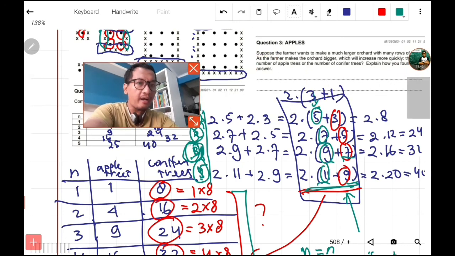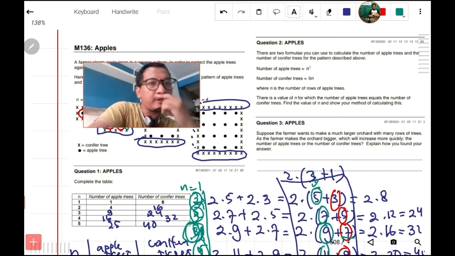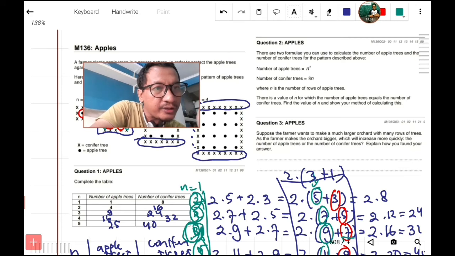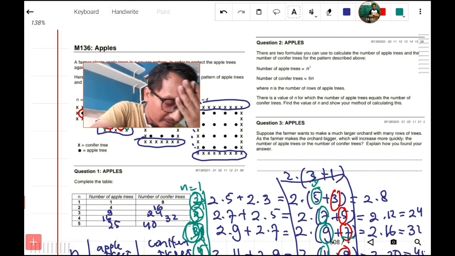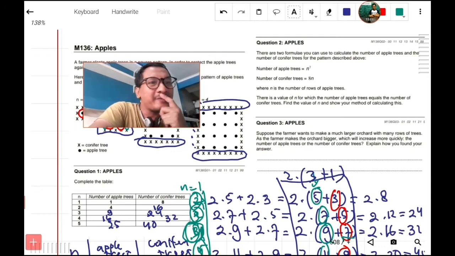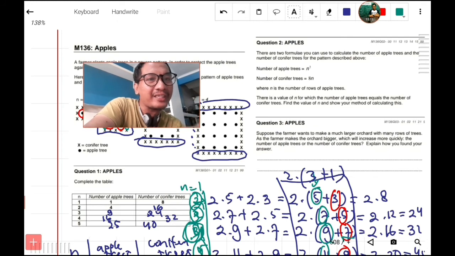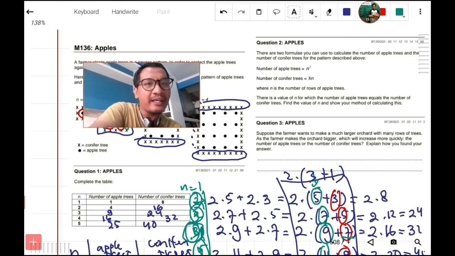There are 3 questions. Let's continue to the second question. There are 2 formulas you can use to calculate the number of apple trees and the number of conifer trees for the pattern described above. The number of apple trees is n square, right? The number of conifer trees is 8n.